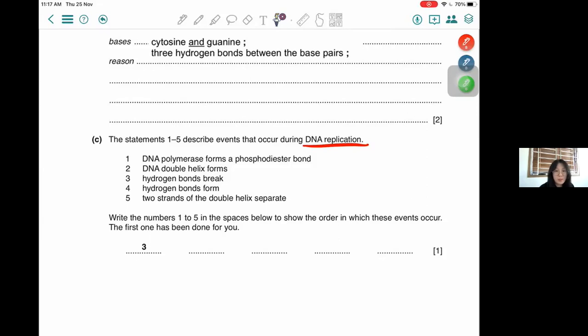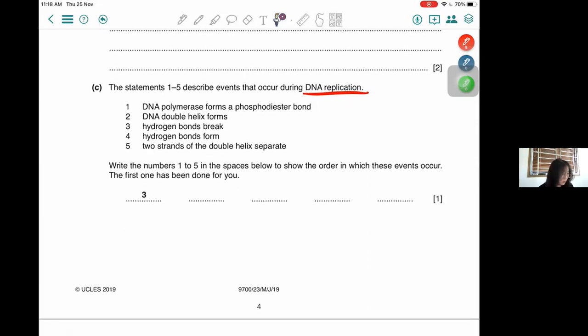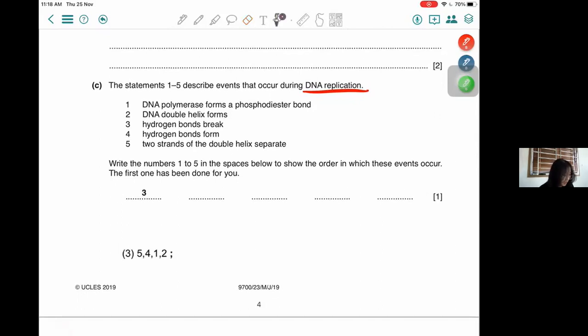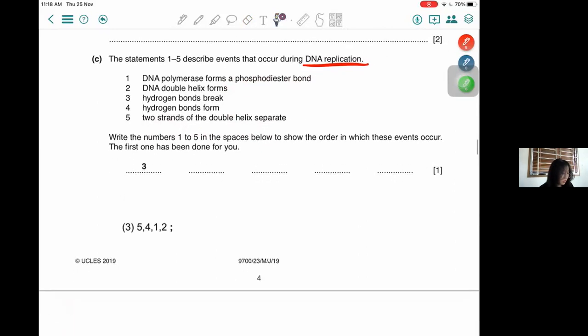So would anyone like to try? Please type your answer in the chat box. For the process of DNA replication. Yeah, Shumin and Pei both correct. It's 35142. So the hydrogen bonds break, and then the two strands of the double helix separate. Then the hydrogen bonds will form, and the DNA polymerase forms a phosphodiester bond, and finally a double helix of DNA is formed. So I will explain this question in more detail in the next few questions.